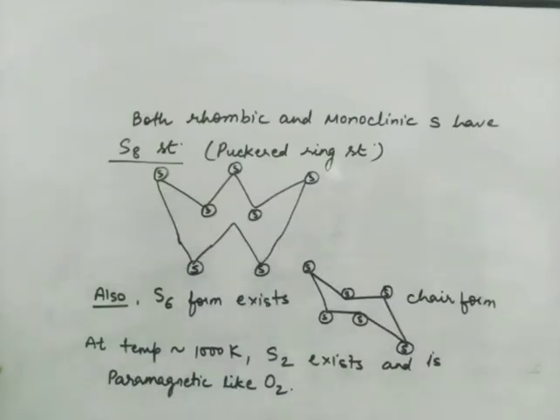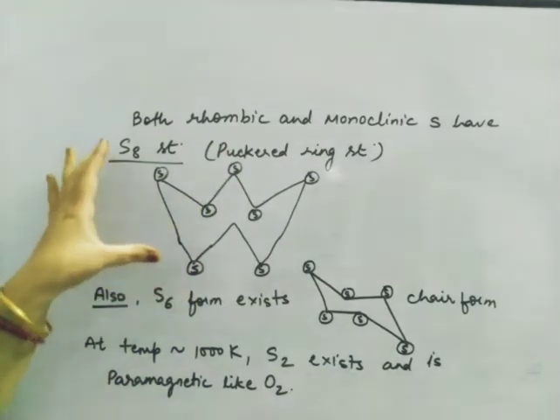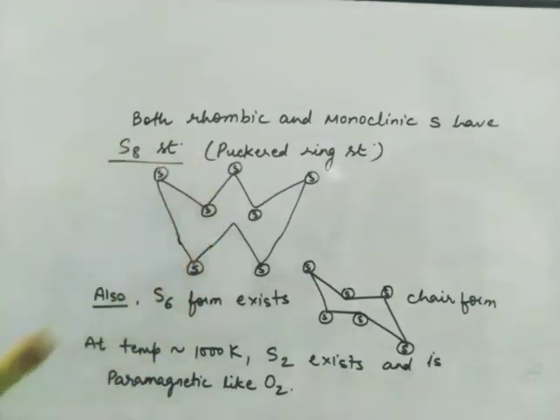Both rhombic and monoclinic sulfur have S8 structure. Now S8 is the molecular formula for sulfur. So there are 8 sulfur atoms and this structure, you can see, is a crown shaped structure, and this is given a particular name. It is known as puckered ring structure.